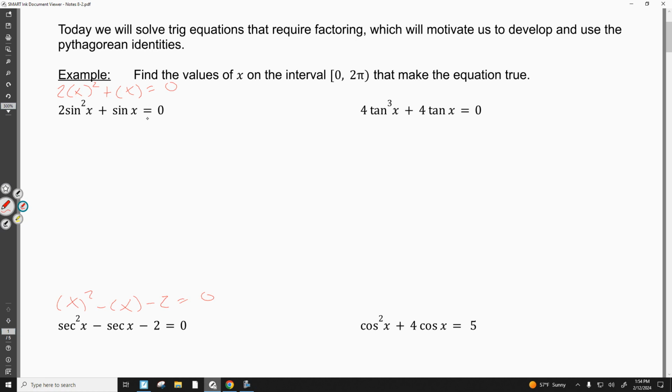What would it look like to factor this? You don't factor out x, you factor out sine x. Now, sine x gets factored out of these two terms, leaves you with 2 sine x plus 1 left over. Now what do I do? Tell your neighbors.